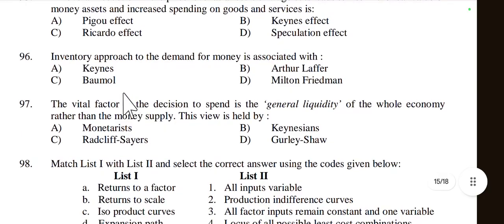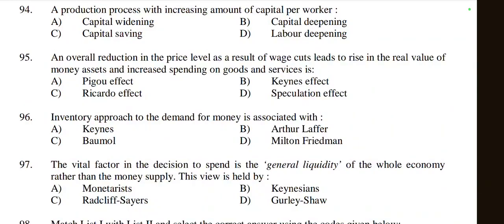Then question number 96. The inventory approach to the demand for money is associated with what? If we see the previous questions, there are different effects. So let's discuss other effects also. First one is the PYQ effect. This effect states that when the price level falls, the real value of money increases, which can lead to increased consumption as people feel wealthier.